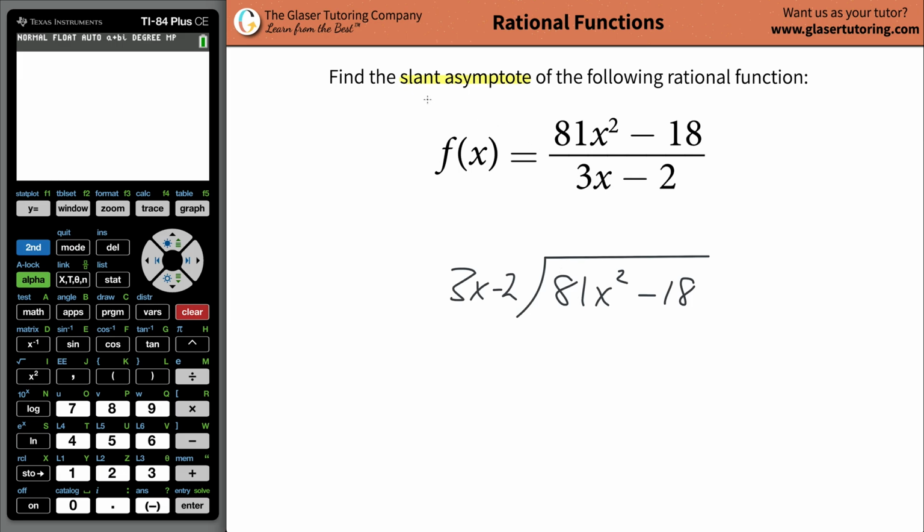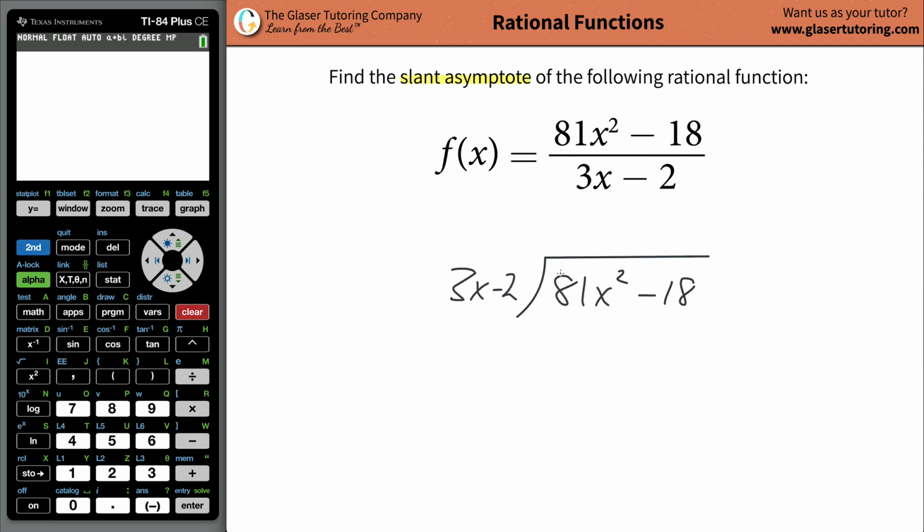Anytime you have to find the slant asymptote, you're always going to do a long division. You might be able to do a synthetic division also, but you can only do synthetic division if your highest power of x in the denominator is to the first. If it's to the second, this thing goes out the window. So this is probably the best way to do it.